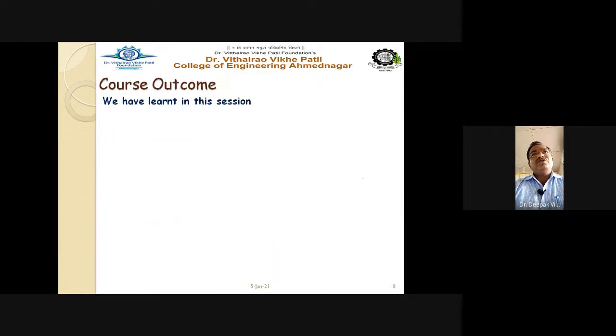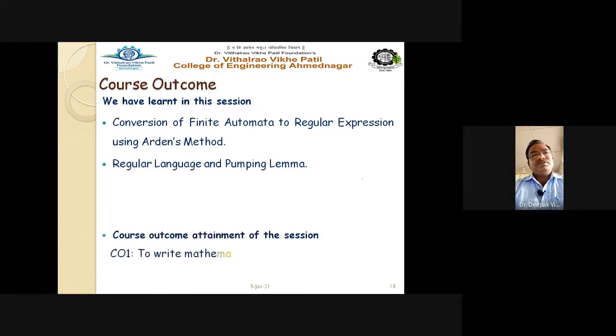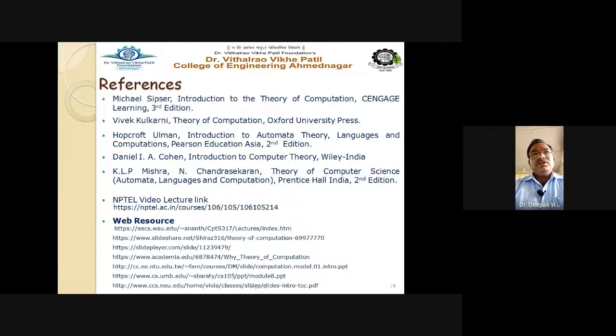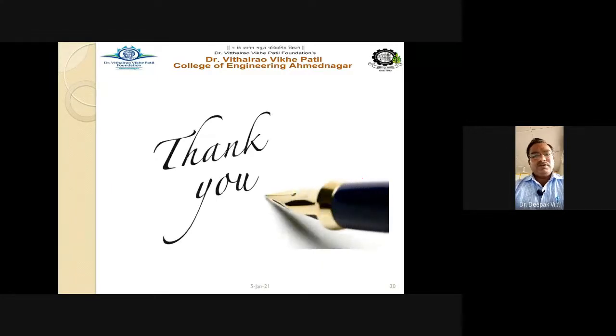So, course outcome: conversion of finite automata to regular expression using Arden's theorem, which we have discussed. We have also discussed the regular language, its closure properties, and the pumping lemma in today's session. To write the mathematical expression for the formal language, always use the reference book. Okay, so let us stop here for today's session.